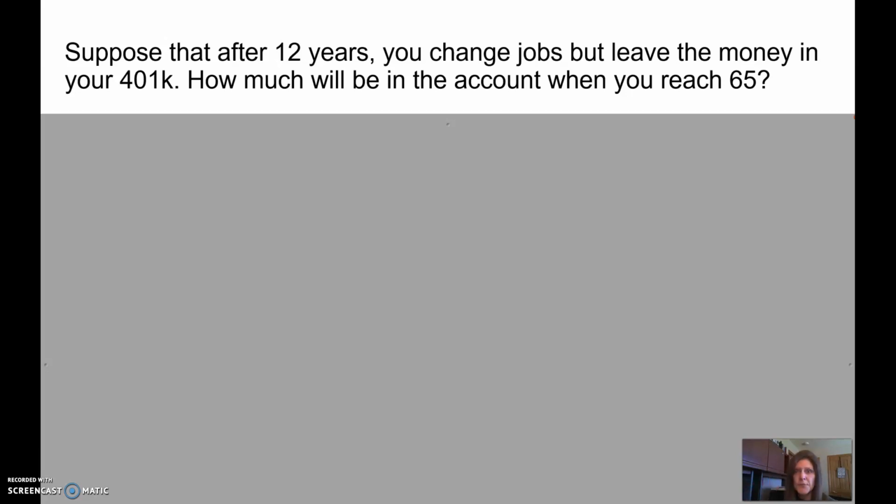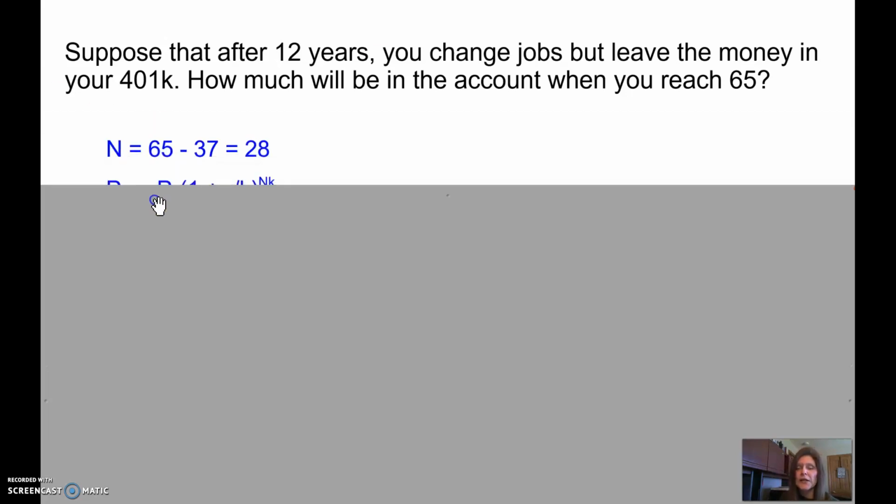Instead, we have a lump sum of money that's in this account that's just going to be getting compound interest. So we're back to the straight compound interest formula. The one thing we have to calculate here is, what was the age we left the company? It said just a moment ago, 37. And we're going to be leaving this in our account until we retire at 65. So we are going to calculate N to be 65 minus 37, or 28 years.